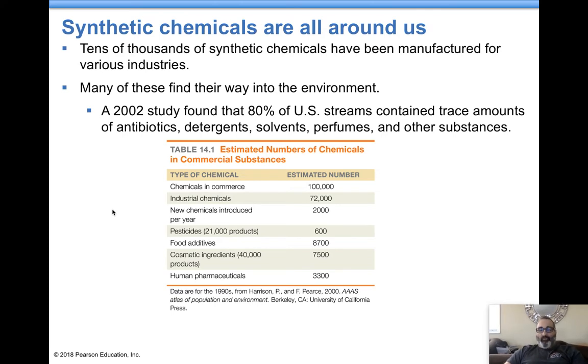We have to prove that their stuff is causing problems. They don't have to prove that it's safe. We have to prove after the fact that it's causing issues. The problem is after the fact, you might have died because of the issues or the cancer that you developed as a result of the chemical. Where do all these environmental synthetic chemicals come from? Antibiotics, detergents, solvents, perfumes, and organic substances, you name it, all kinds of things.